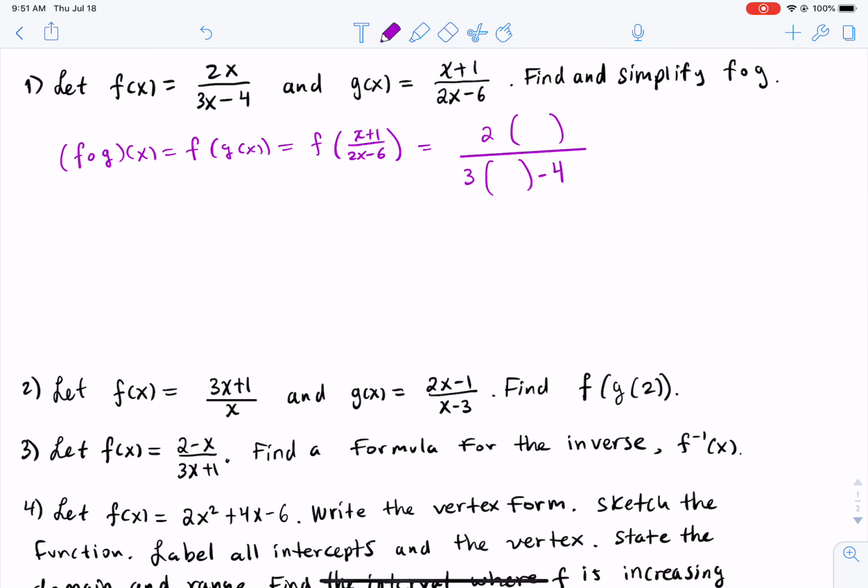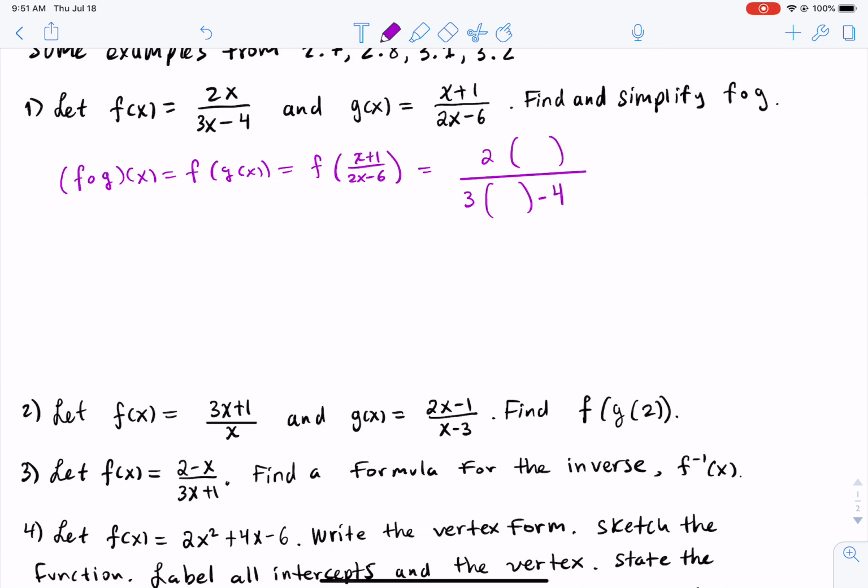And if you remember what we did in this step, in those empty spaces, we are going to replace that with x plus 1 over 2x minus 6, right? Because that will be the input of the function f now. And so it will be x plus 1 divided by 2x minus 6.